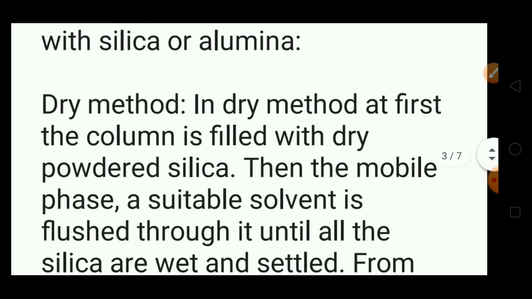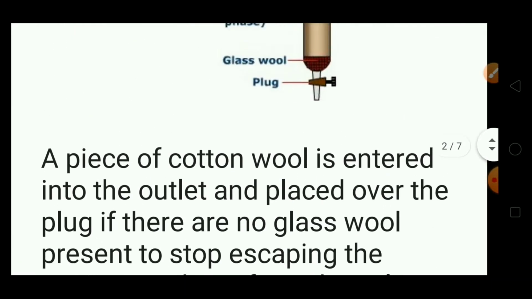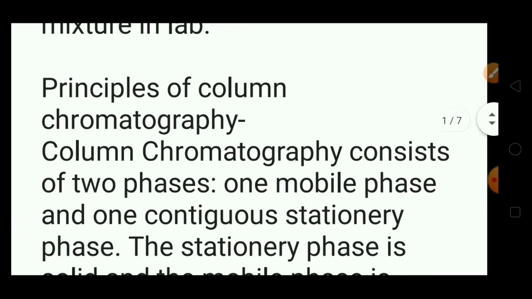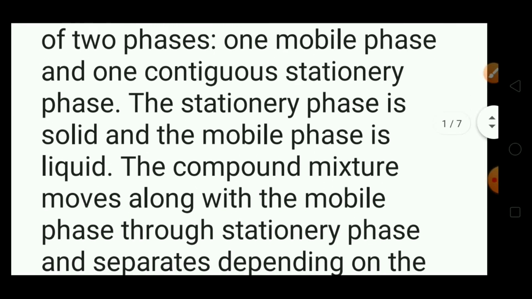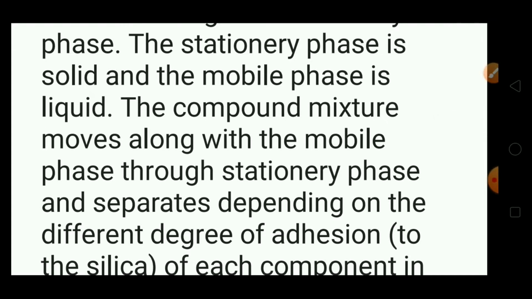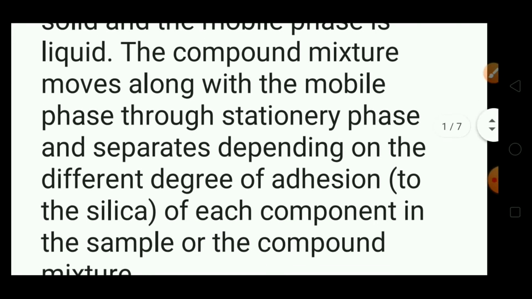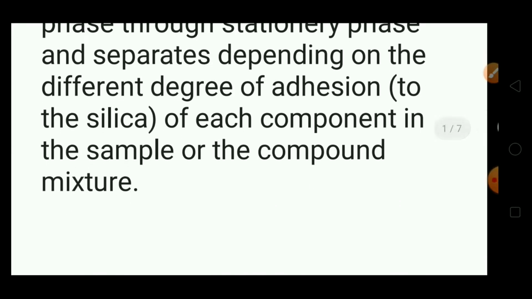So guys, firstly we will discuss the principle of column chromatography. Column chromatography consists of two phases, one is the mobile phase and the other is the stationary phase. The stationary phase is solid and the mobile phase is liquid. The compound mixture moves along with the mobile phase through the stationary phase and separates depending on the different degree of adhesion to the silica of each component in the compound mixture.